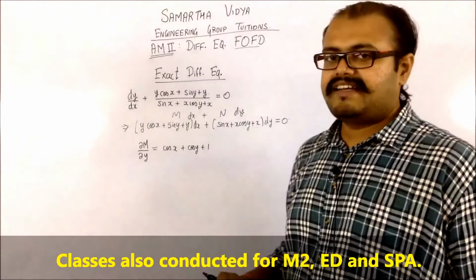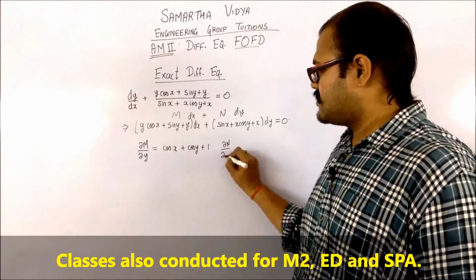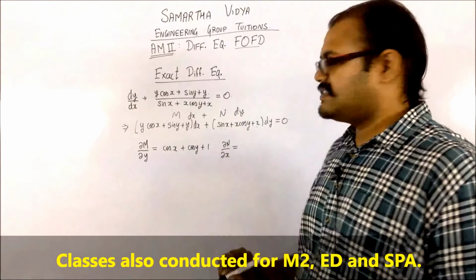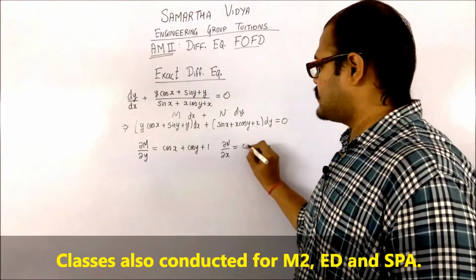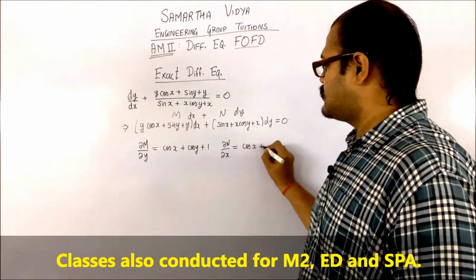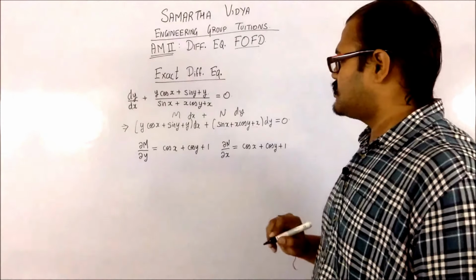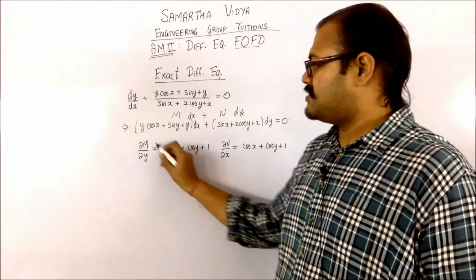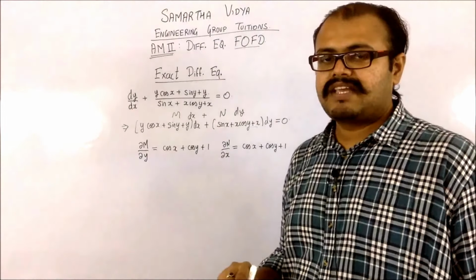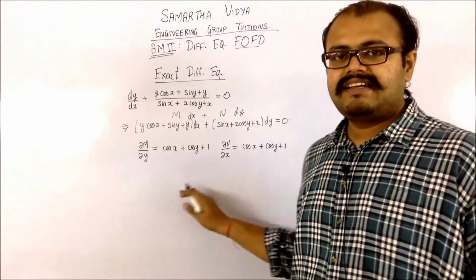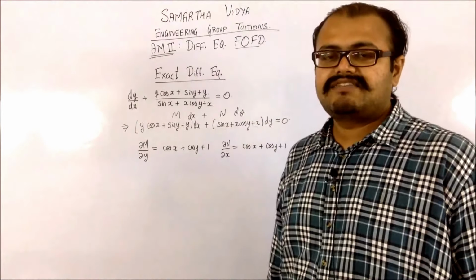Next you get ∂N/∂x, which is partially differentiating N with respect to x. You will get cos x plus cos y plus 1. From this you can see that ∂M/∂y is equal to ∂N/∂x. So the equation we were solving is an exact differential equation.